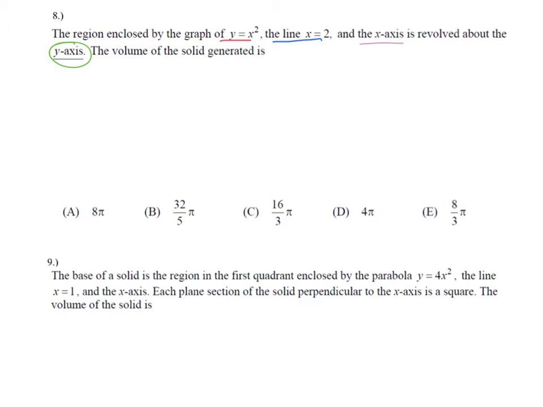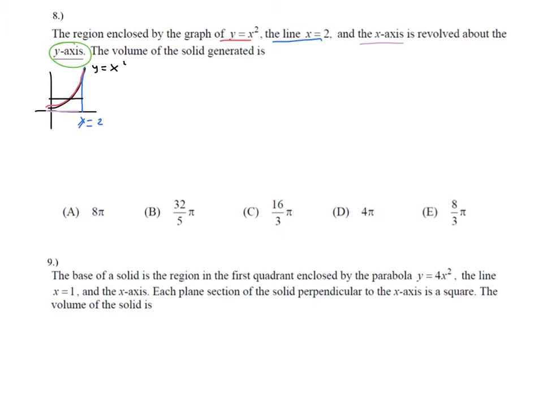So if we just draw a rough picture of what we have, I have y equals x squared. The line x equals 2. And the x-axis. So there's my region, and we're going to be revolving this around the y-axis. I don't know why I did that in red, sorry. So revolving this around the y-axis.